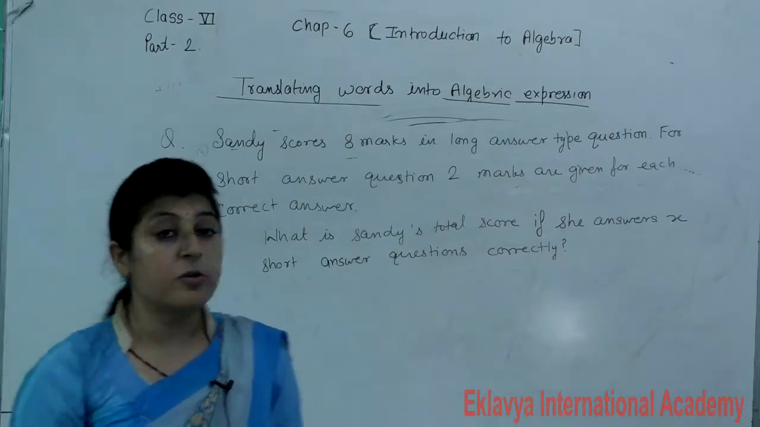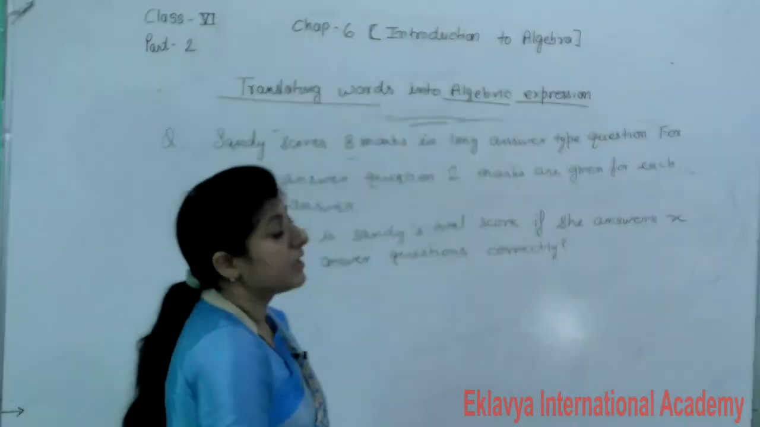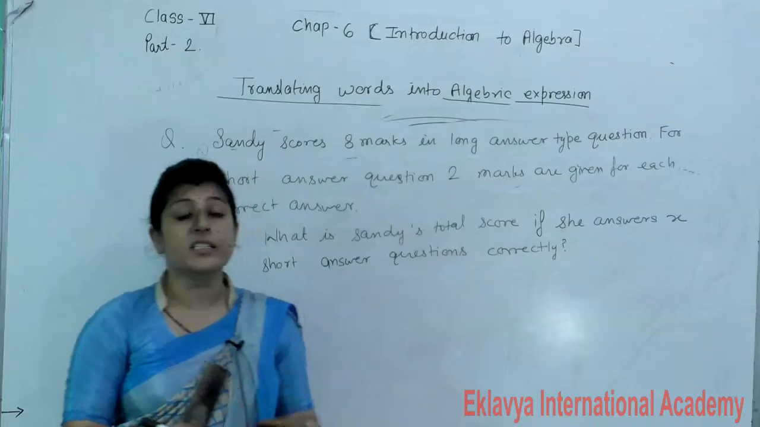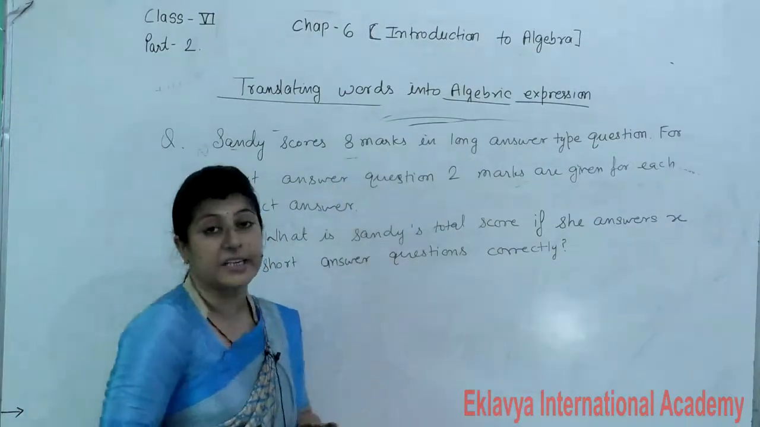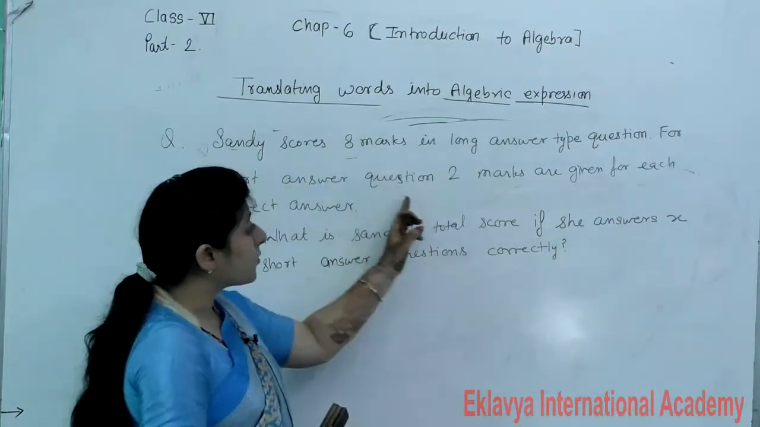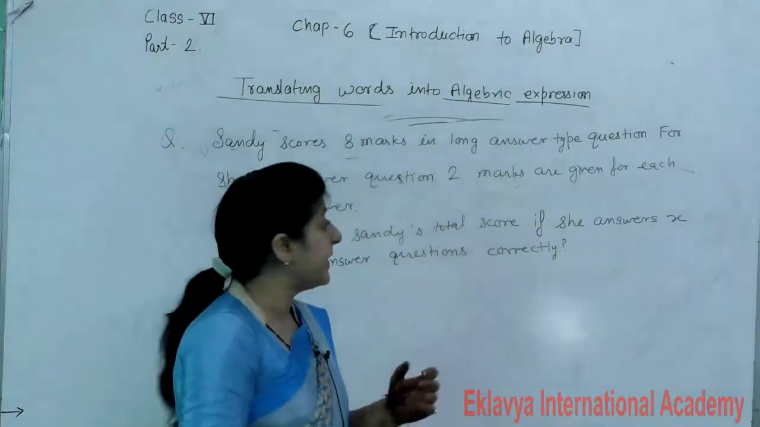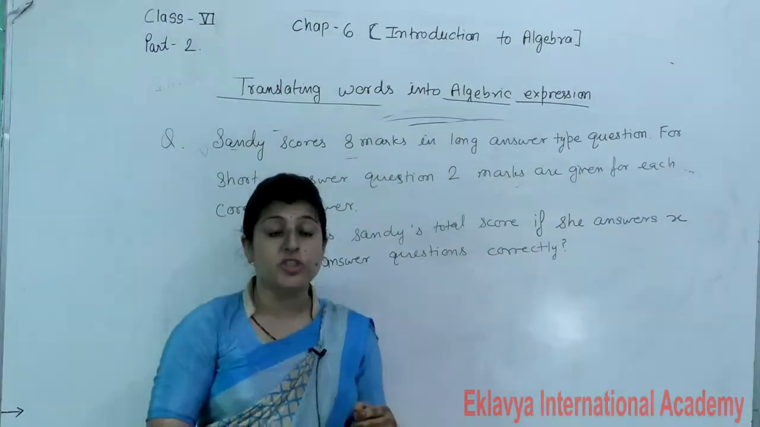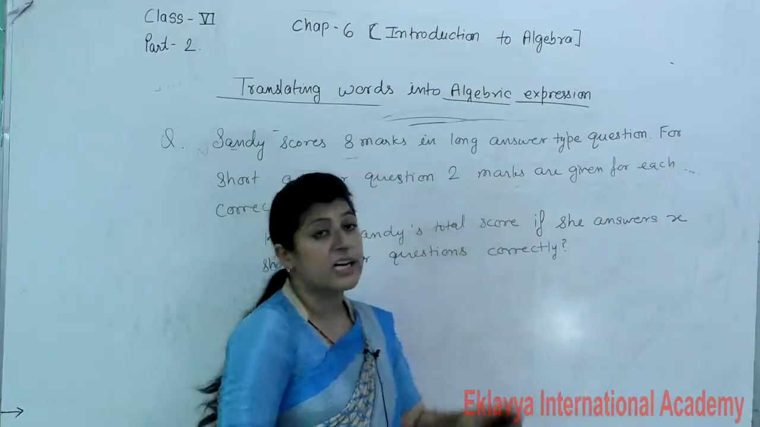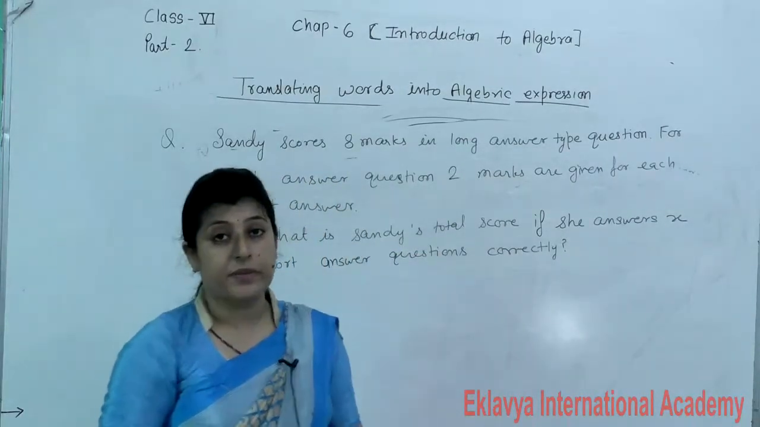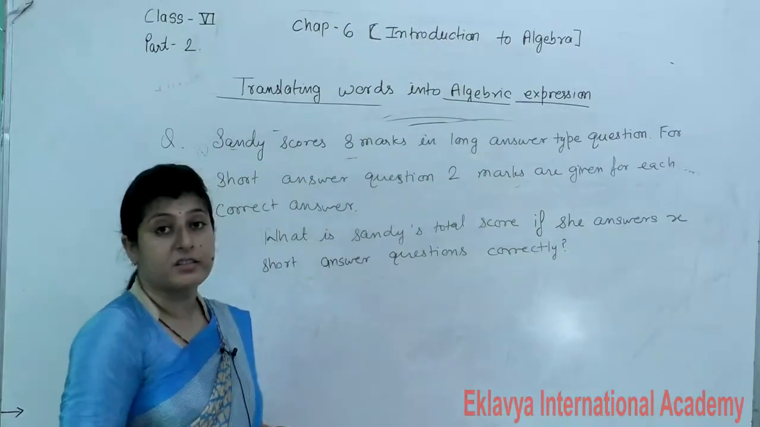What is given to you? Sandy scores 8 marks in long answer type questions. It means in all the long answer type questions, her total marks were 8. But for short answer questions, 2 marks are given for each correct answer, for whichever answers are correct. So it means how many total scores does Sandy get?